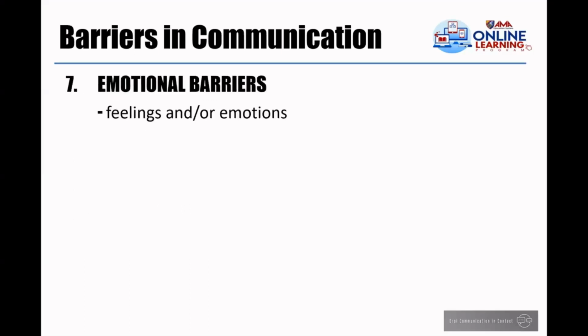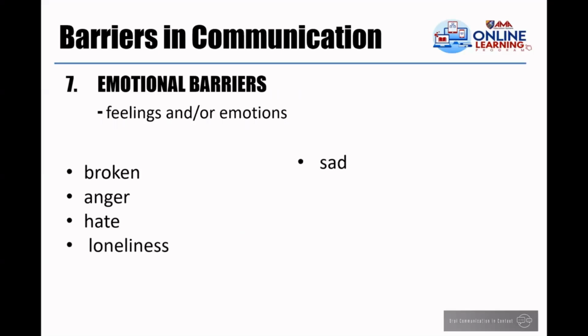Number 7, emotional barrier. This is about the feelings and or emotion of the sender or the receiver during the communication process. So if the receiver or the sender is feeling broken, angry, nakaranas sila ng hate, lonely sila, sad, depressed, or very excited or very anxious, tendency, they don't want to communicate with other people. So ito yung pinakamahirap sa lahat na klase ng barrier kasi if someone is very emotional, yun talaga, nagkakaroon ng barrier, hindrance, or nagkakaroon ng disturbance sa communication process.